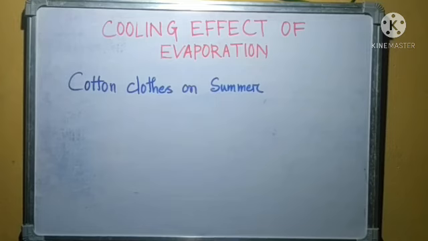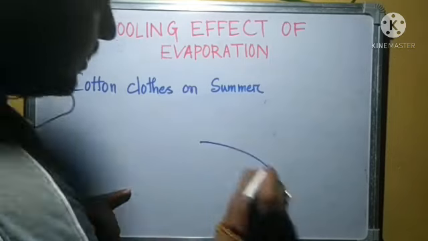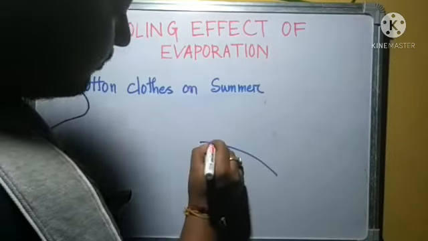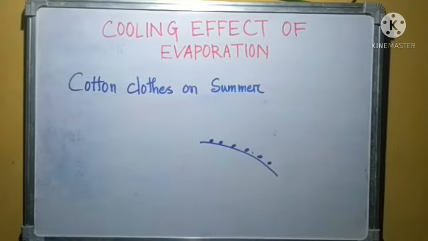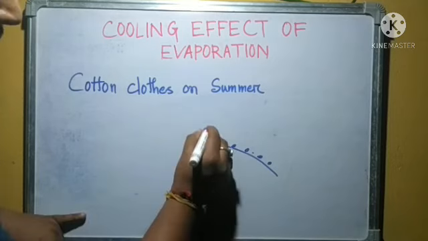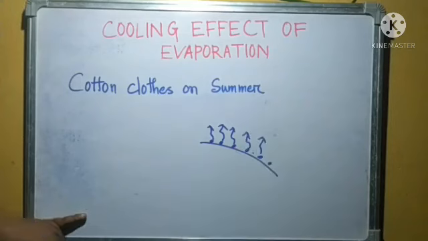So how does it do this? It does it by using sweat. So what is sweat? Sweat is generally liquid, and the major portion of sweat is water. When we sweat, the water from inside our body comes to the surface of the body. Let us consider this is the surface of our body, and from the surface the water can evaporate easily.